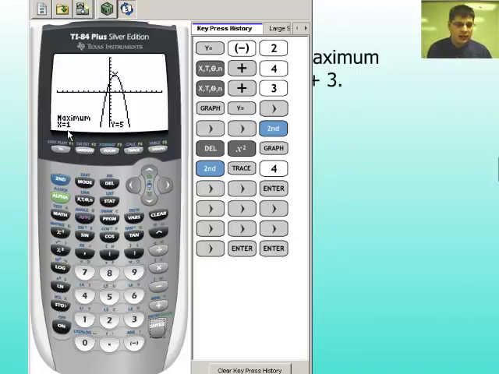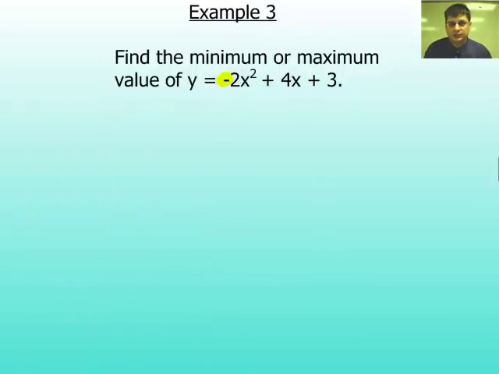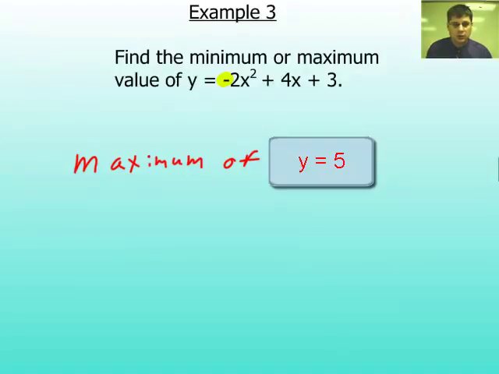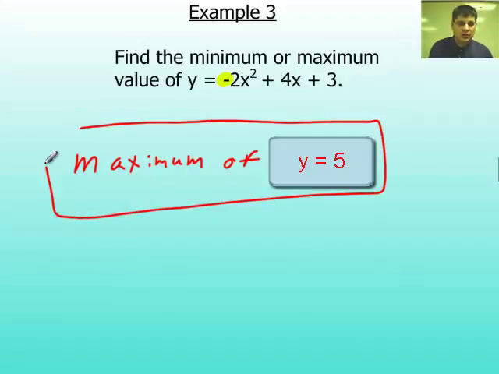And then we can see right at the bottom, it says the maximum is x is equal to 1 and y is equal to 5. So therefore, in our answer, we're going to say it's a maximum of y equals 5. Okay, so that's how you can use a calculator to find minimum or maximum.